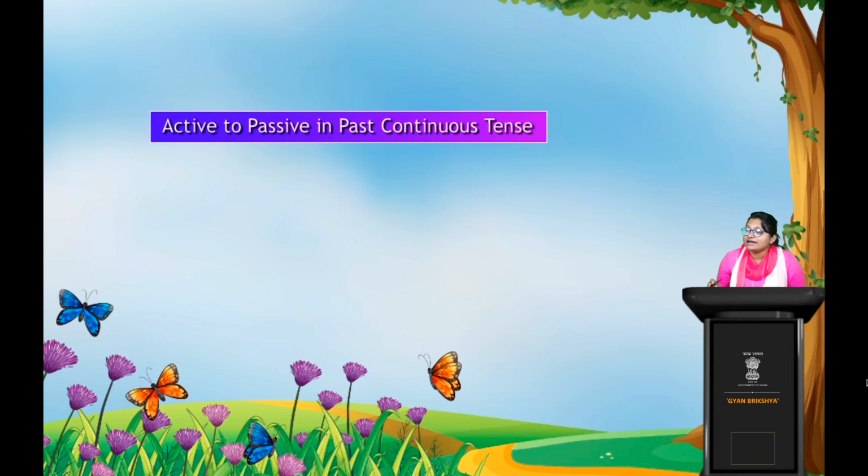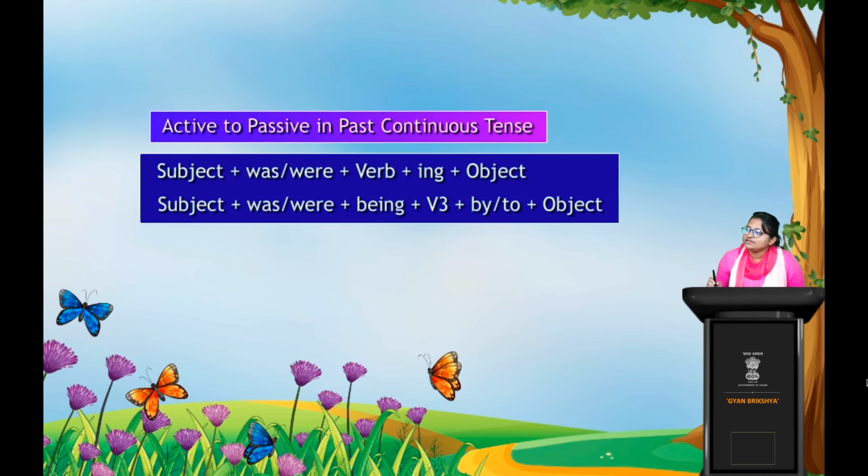Now, let's move ahead. We have seen how to change from active to passive in past indefinite tense. Now let's look at past continuous tense, right? This is the sentence structure for transformation from active to passive in case of past continuous tense. Subject plus was or were plus verb plus ing plus object. Ing will definitely be there since it's continuous, right? This is the structure in case of active, and this is the structure in case of passive.